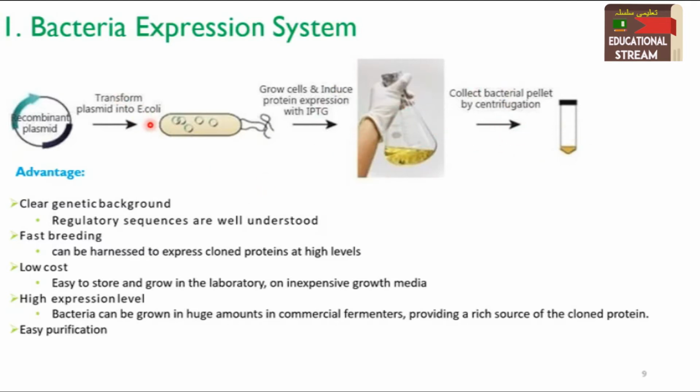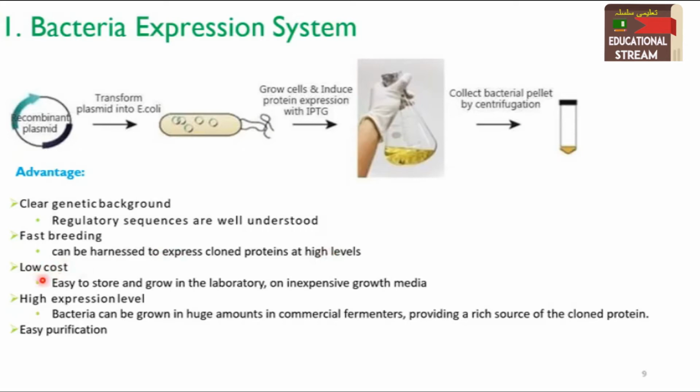Bacteria are the most common host for protein expression, because they have a clear genetic background, and the regulatory sequences involved in gene expression in E. coli and many other bacteria are well understood. The second advantage of using the bacterial expression system is fast breeding, so that it can be harnessed to express the cloned proteins at a high level. We can get a high yield.